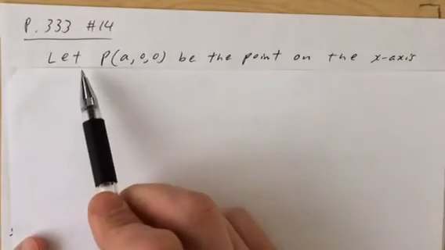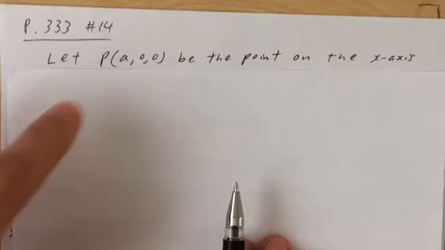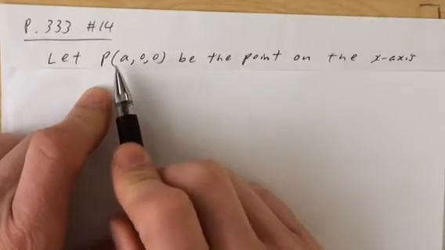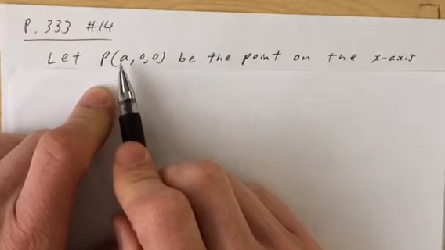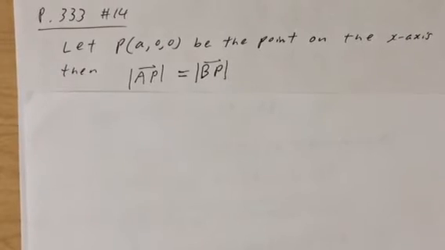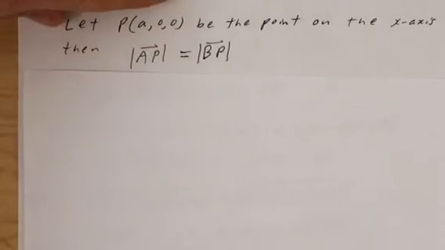So P (a, 0, 0) is going to be the point on the x-axis. If it's on the x-axis, the y and the z have to be 0. So the point has to have these coordinates, (a, 0, 0). We're going to let that be point P. And the distance from A to that point must be the distance from B to that point. Okay? So we know that AP magnitude equals BP magnitude. They're not equal in vectors, but their magnitudes are equal.